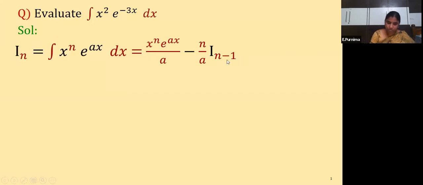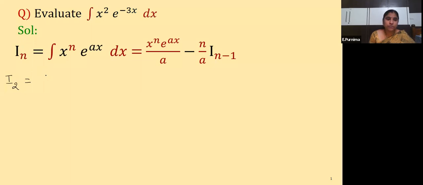Okay. So let us see here one by one, children. Now here, first of all, our given sum is In, where n is equal to 2 and a is equal to minus 3. So what is In here? Our given question should be I2. Yes, in place of n we have 2 here. So I am taking it as I2.